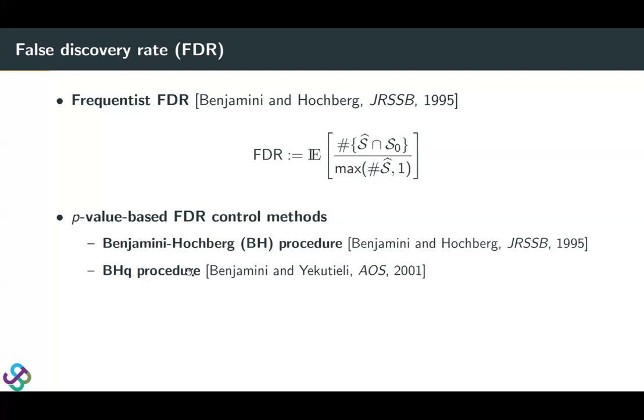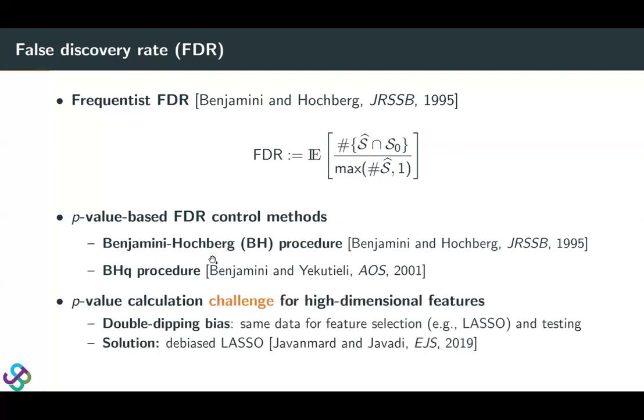This is more conservative in terms of FDR control. So if you have features independent, you can still apply the BHQ procedure, but you will get a smaller FDR than what BH gives you.